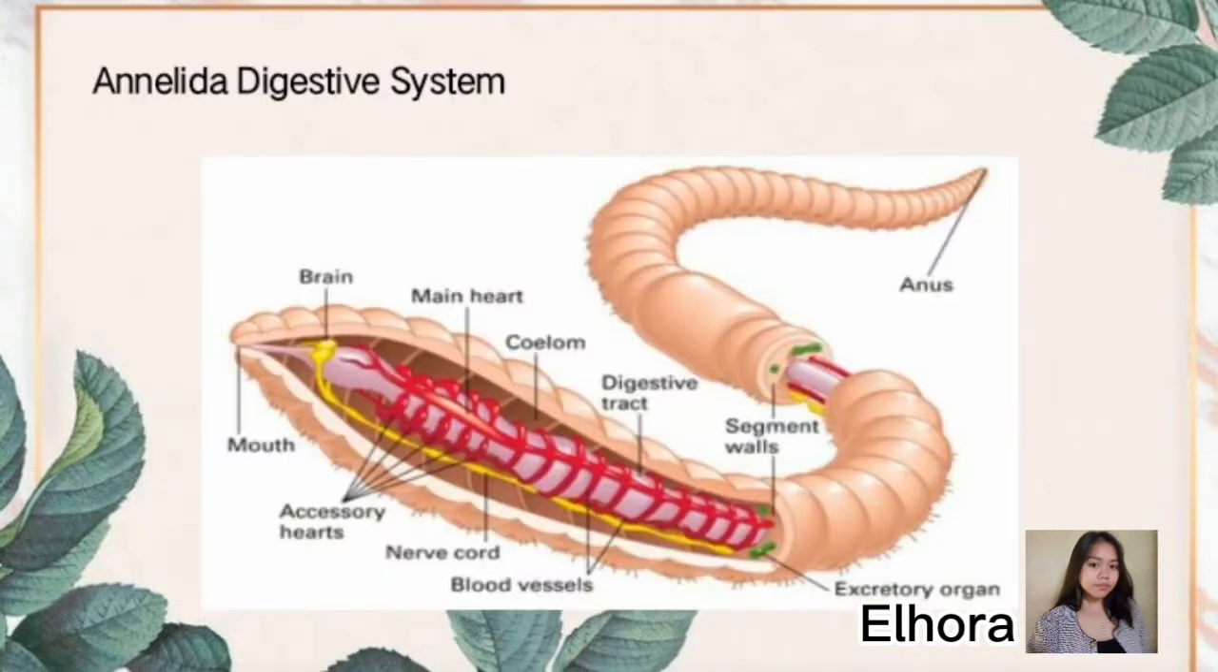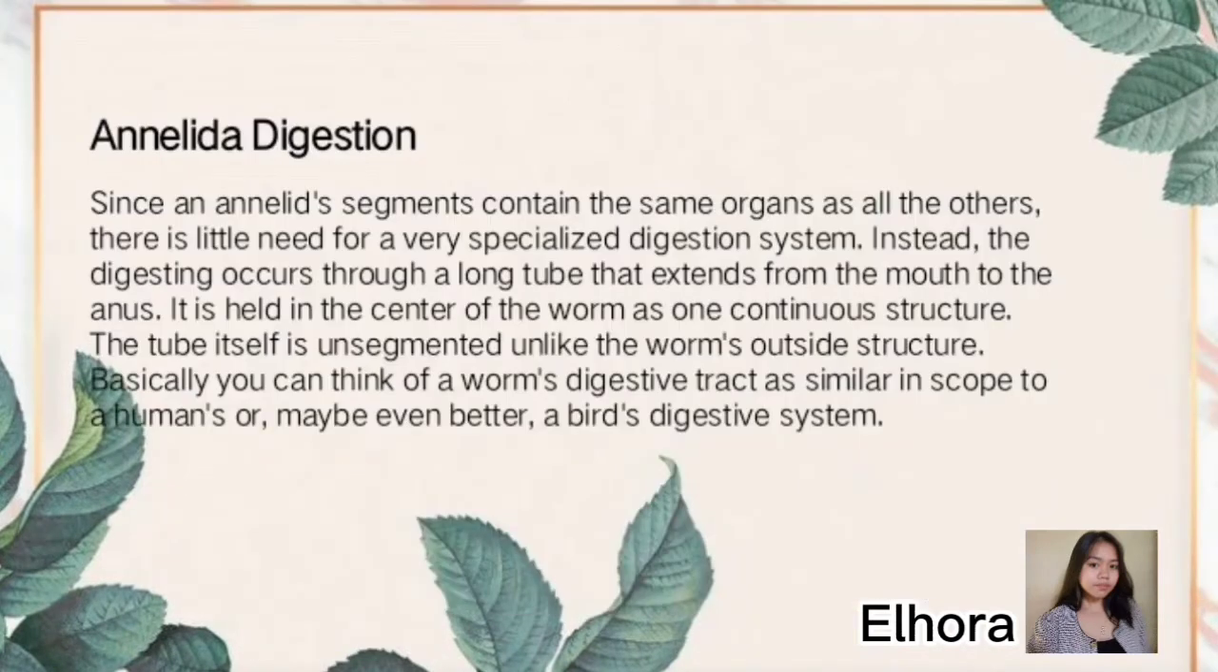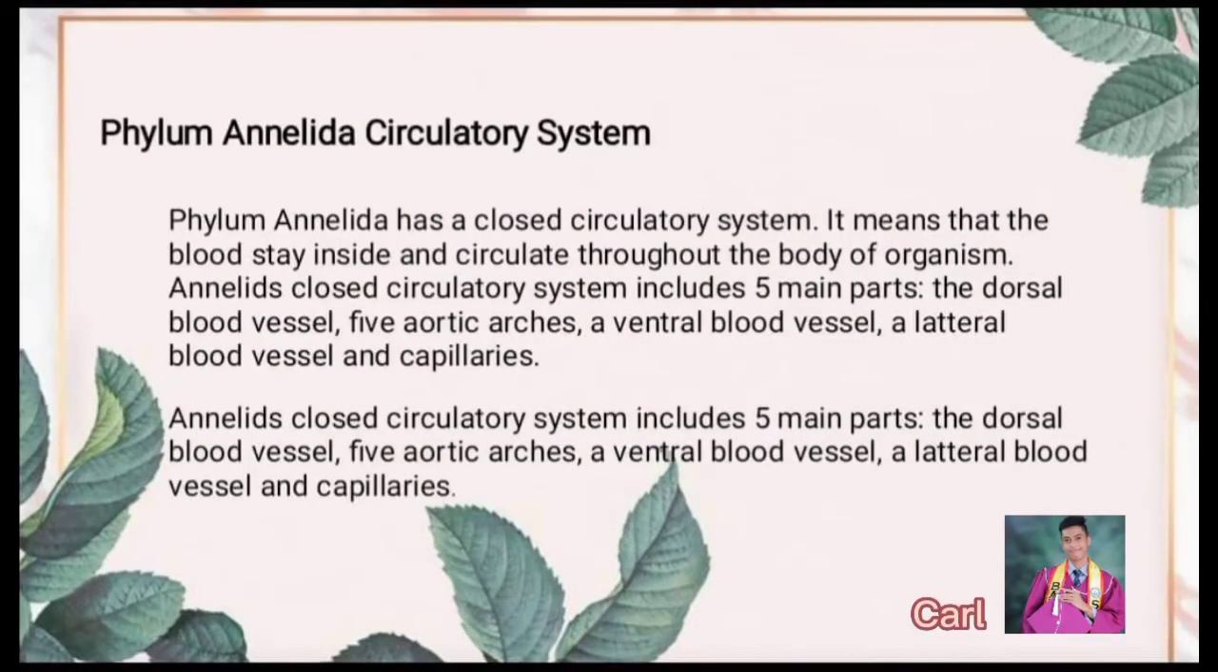The internal organs of annelids are well developed. They include a closed, segmentally arranged circulatory system. Since each annelid segment contains the same organs as all the others, there is little need for a very specialized digestive system. Instead, digestion occurs through a long tube that extends from the mouth to the anus. It is held in the center of the worm as one continuous structure. The tube itself is unsegmented, unlike the worm's outside structure. Basically, you can think of a worm's digestive tract as similar in scope to a human's, or maybe even better, a bird's digestive system.